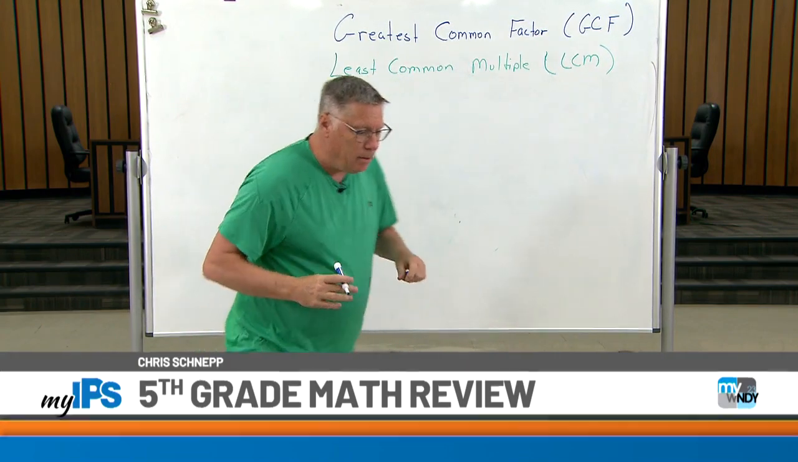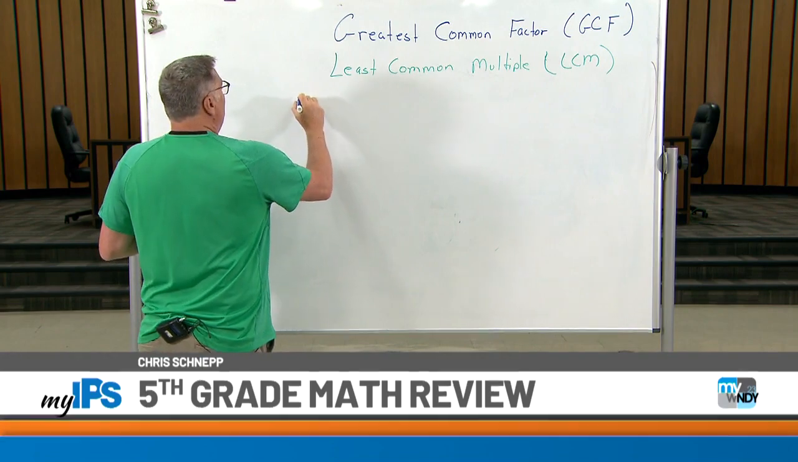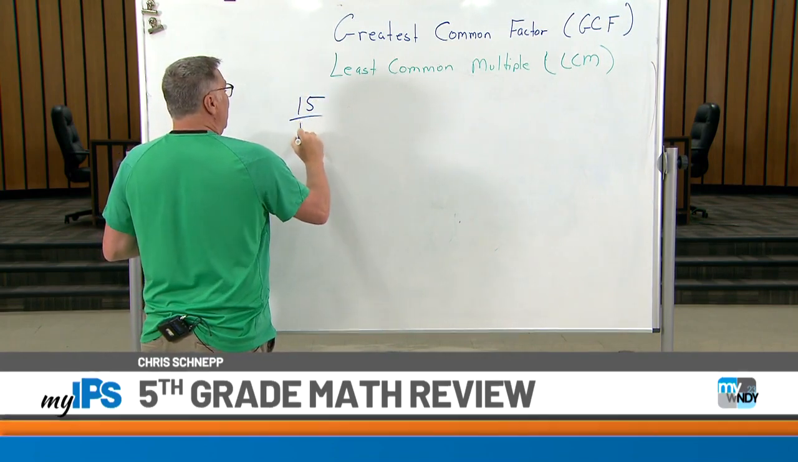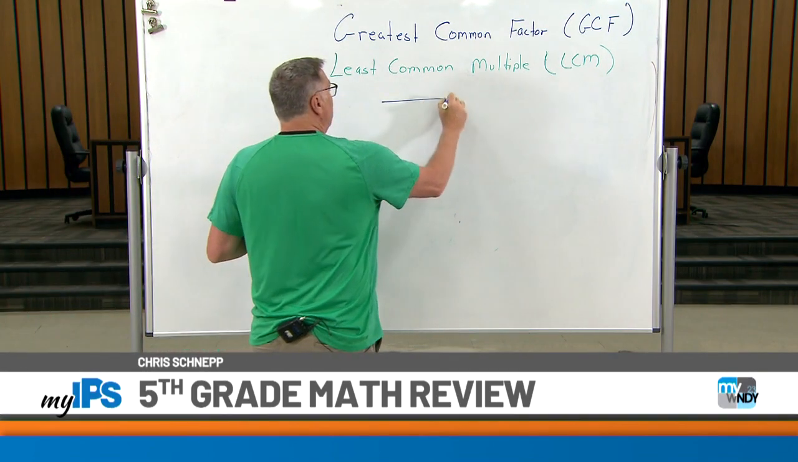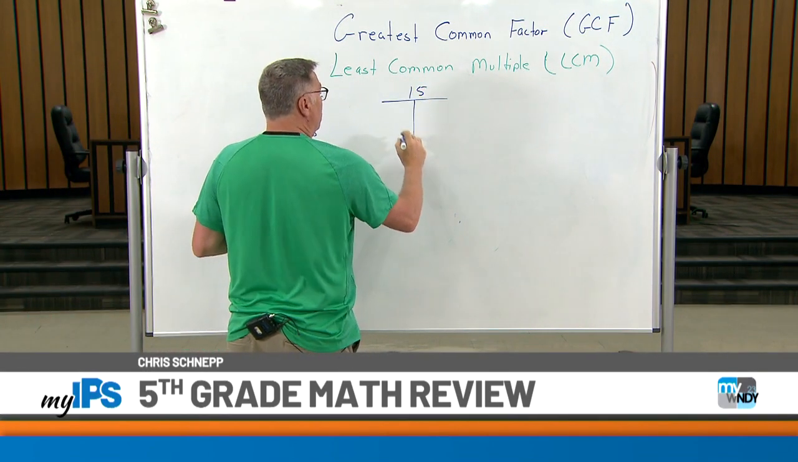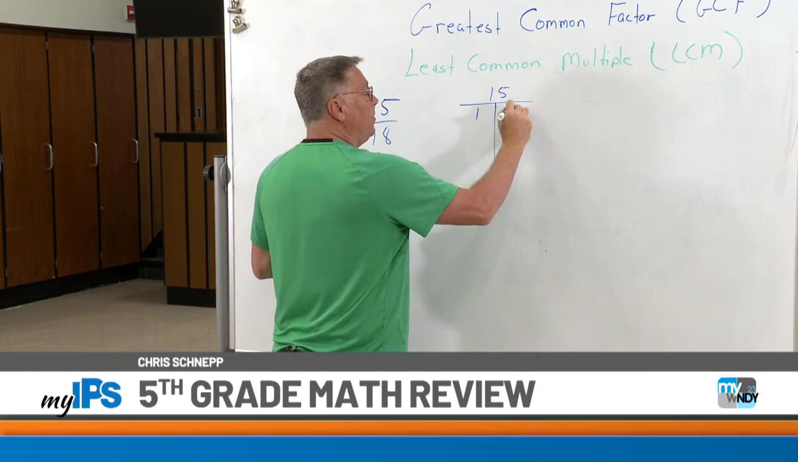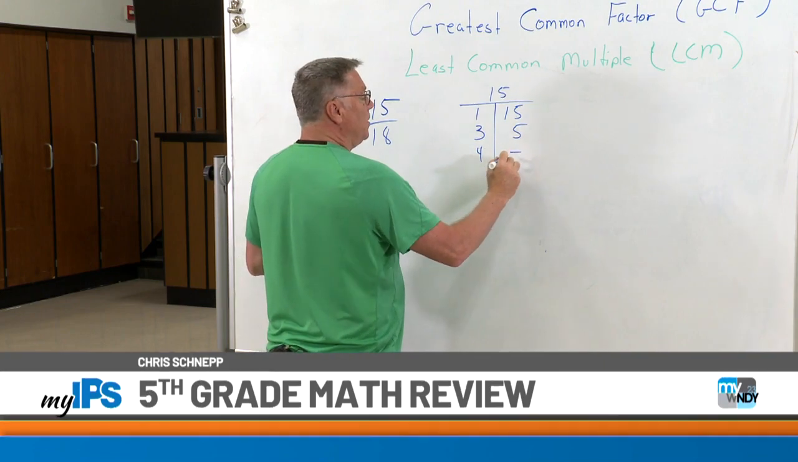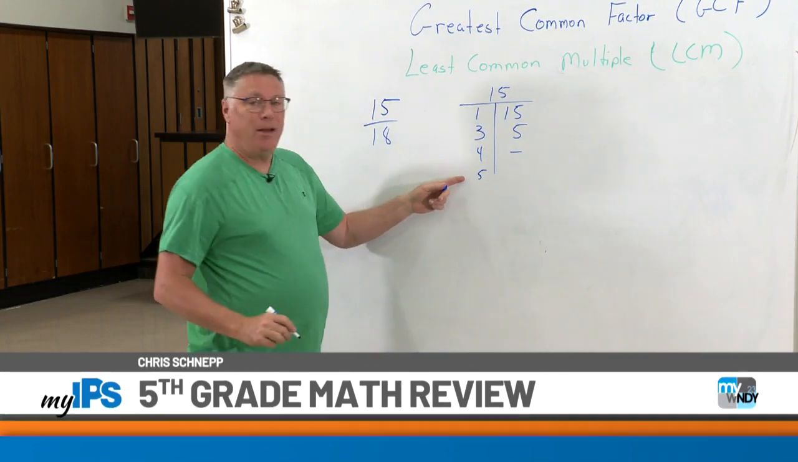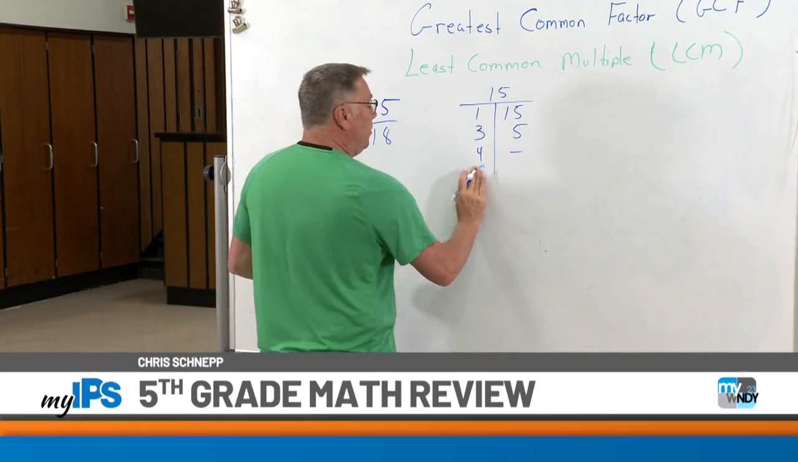Let's try 15/18. Let's try that one. Okay, so once again, we'll take 15 and we'll look for the factors of 15. So 1 and 15, 3 and 5, 4 doesn't go into it. So then once we get back here to the 5, we're repeating, so we don't have to go any further.